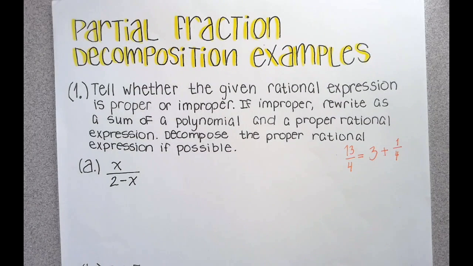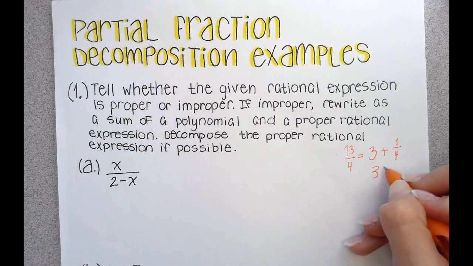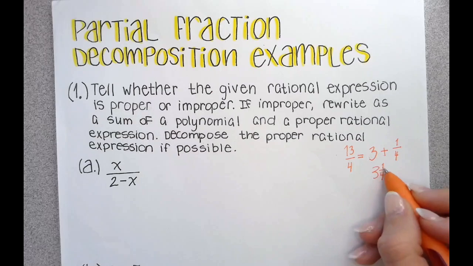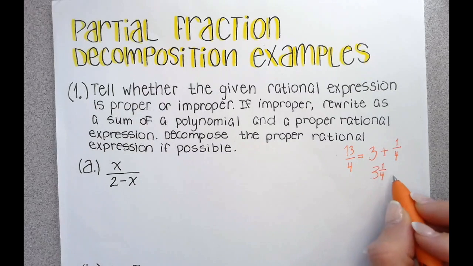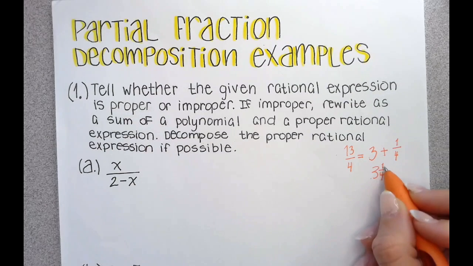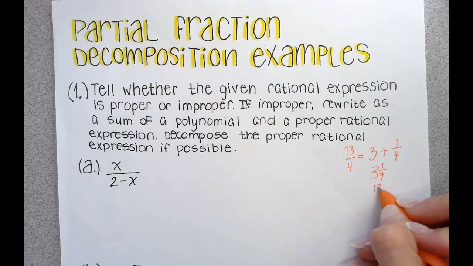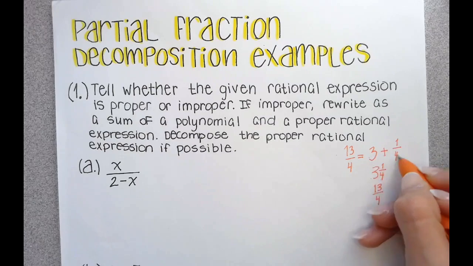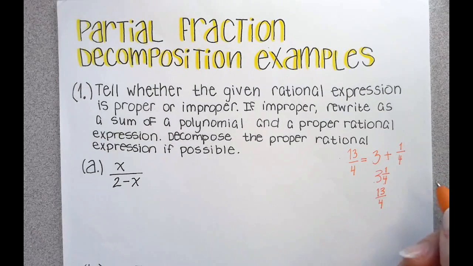Unfortunately for us, when you were younger, your teachers had you write them like this, major pet peeve, and then to get it to go back, they told you to multiply this by that and add that. 3 times 4 is 12, plus 1 is 13 over 4, and we're back at an improper fraction. Why does that work? Well, this right here is essentially our mixed number.